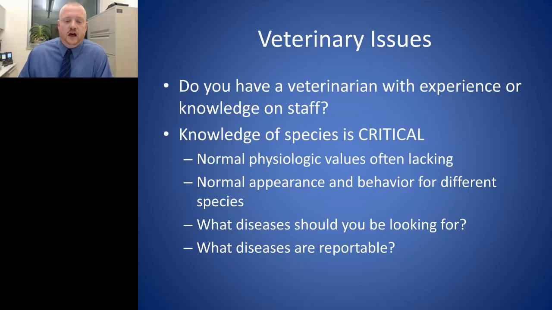So we need to improve on that and get more aquatic veterinarians out there. And again, knowledge of the species is absolutely critical. And for a lot of these species, the physiologic values are lacking. Nobody knows. I could draw blood from lots of different fishes, but if we don't know what a normal is, we have no value in that sample. Also, normal appearance and behavior for different species. Is that big mahi just a bully, or are all big male mahi that way? Well, they all are that way.